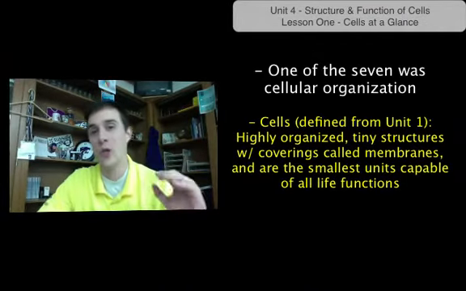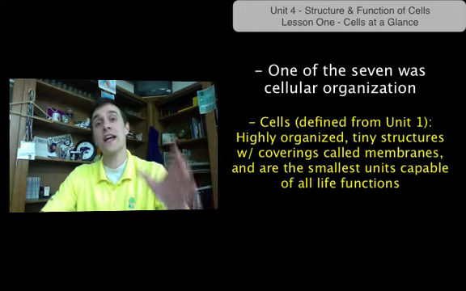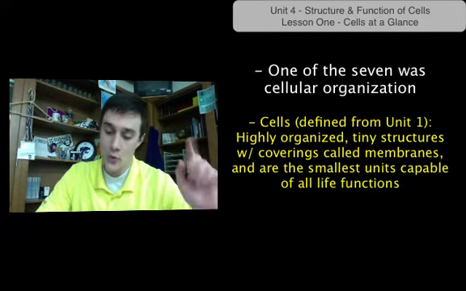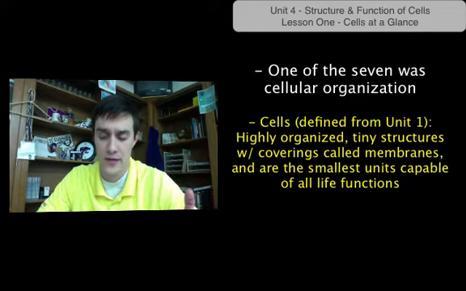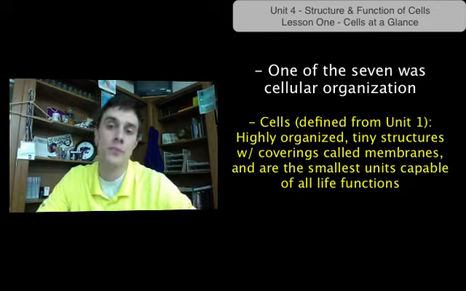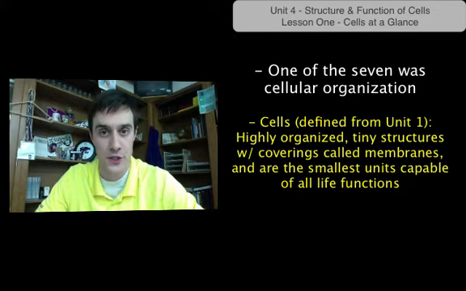Way back in Unit 1, we talked about some of the unifying themes of biology and some of the traits of life. That set of criteria that an entity needed to be deemed as living. You had to possess, or at one time possess, all 7 of those characteristics in order to be deemed a living organism. When we defined cells in that unit, we stated that they are highly organized, tiny structures with thin coverings called membranes, and that they are the smallest unit capable of life functions.